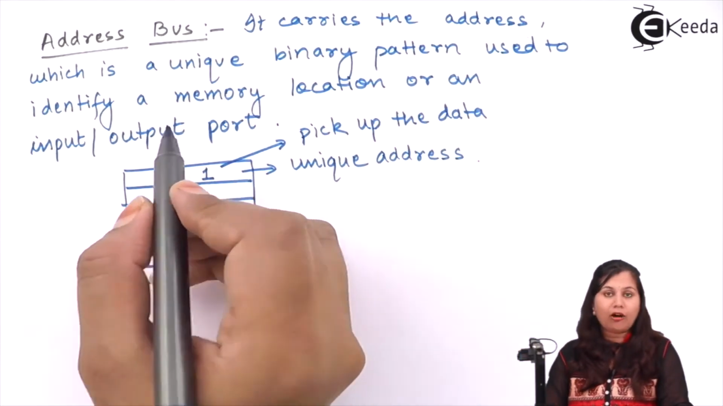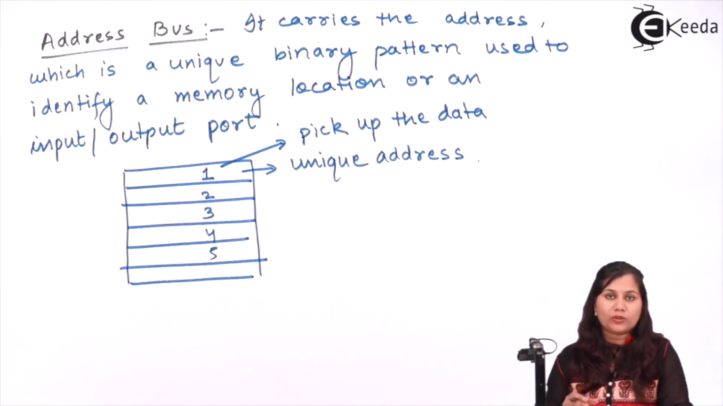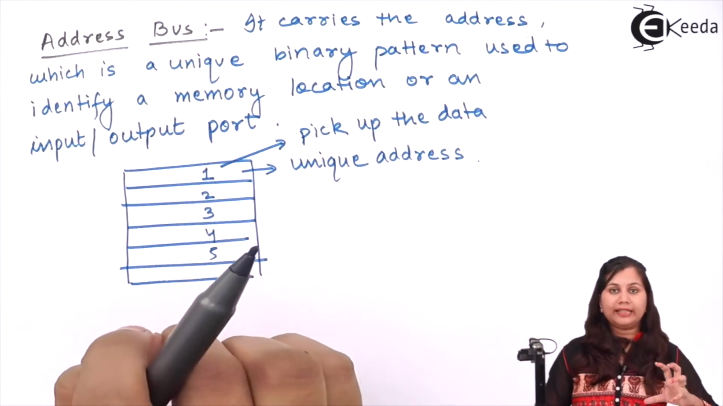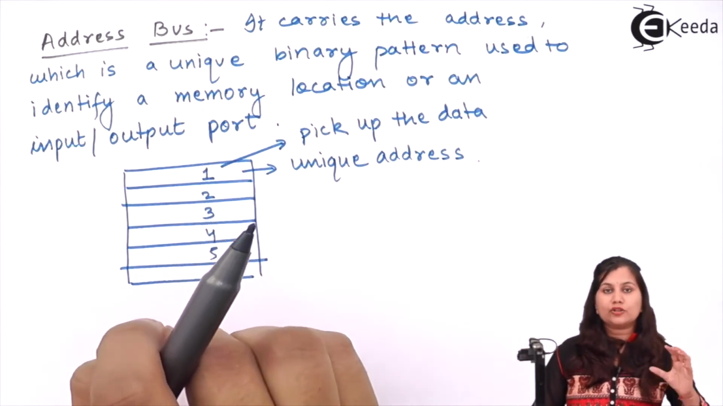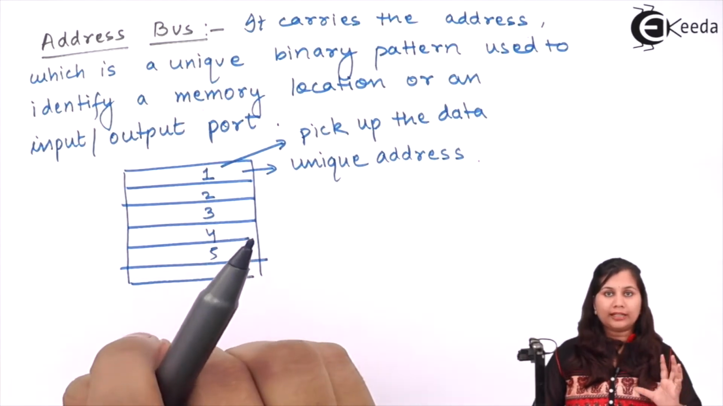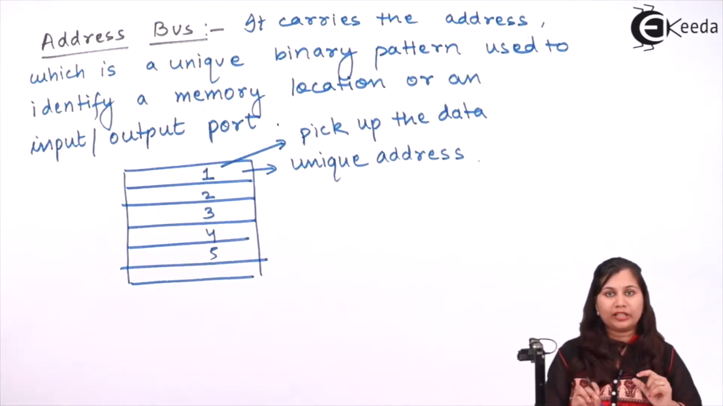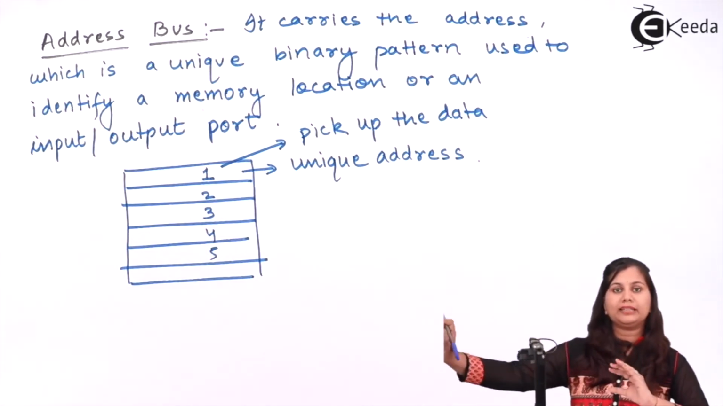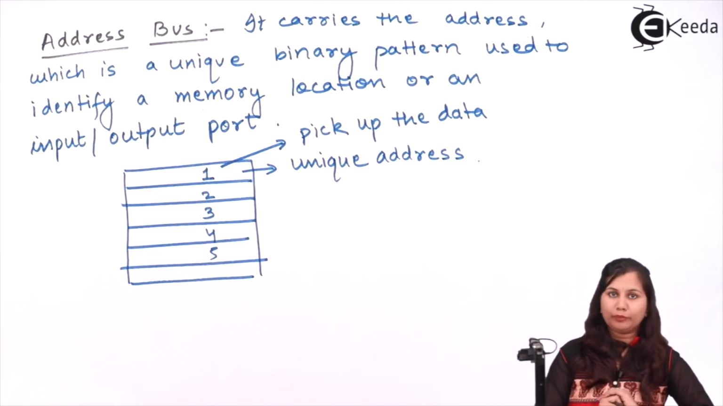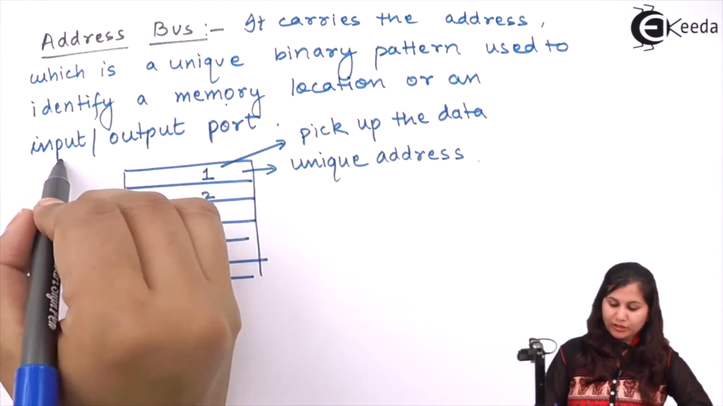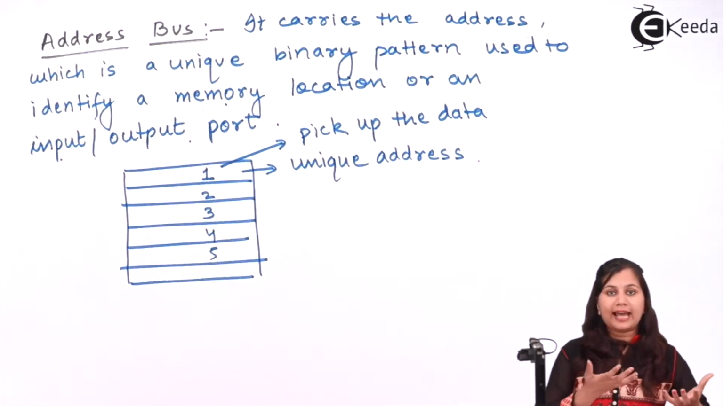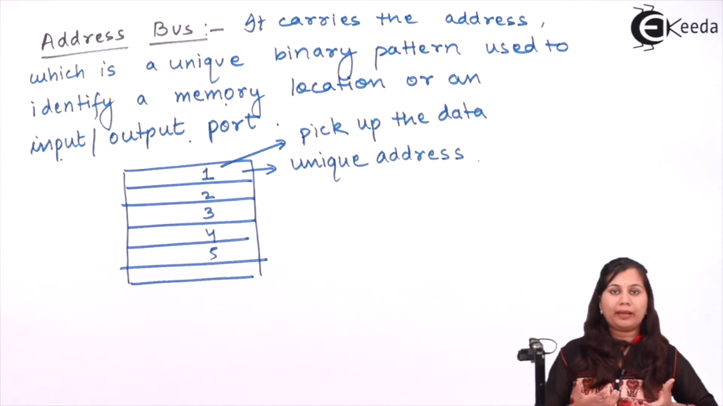Similarly, the input and output ports on the microprocessor also have addresses. Whenever the microprocessor has to pick data directly from an input device, it gives that address to the input device, so it can easily pick the data, or display the output to a specific output device. So the memory locations and input output devices have unique addresses, and this address is given to the microprocessor through the address bus.